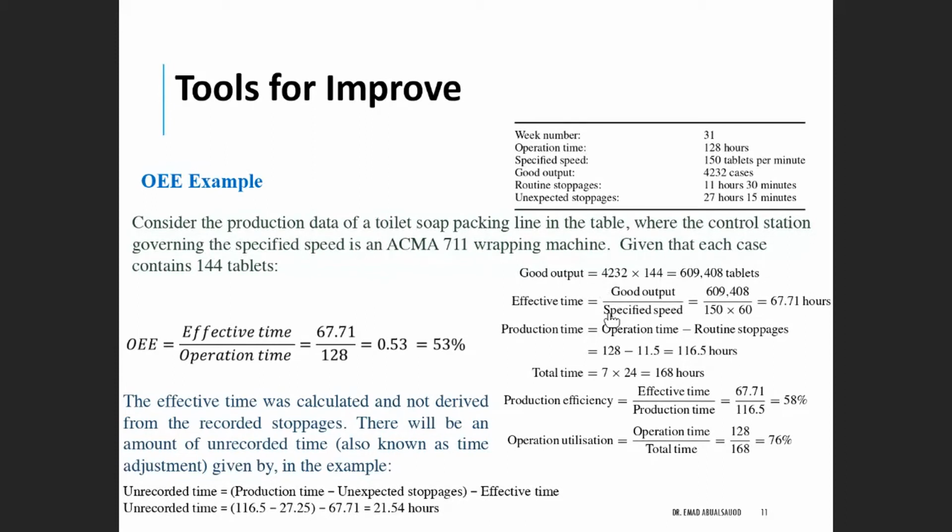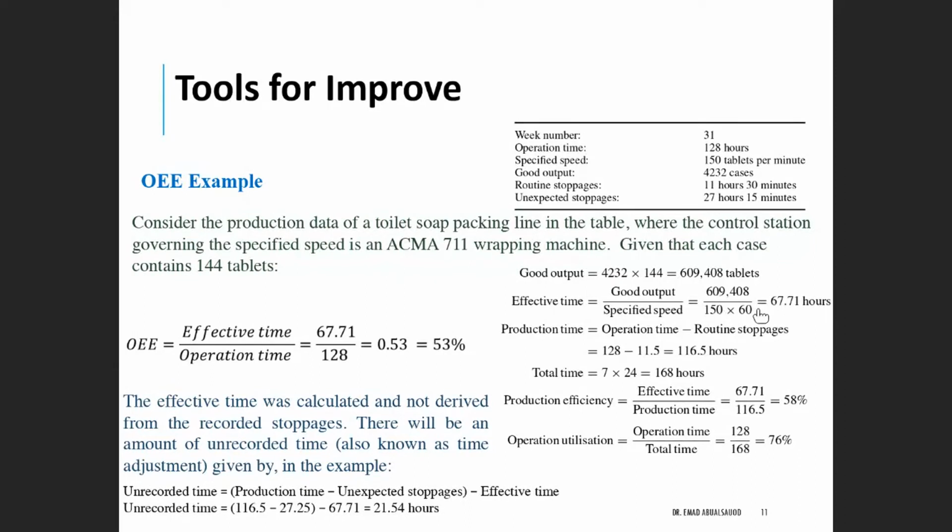The effective time in this case, how do we calculate it? We divide the good output by the specified speed. Pay attention that the specified speed we have was per minute. As we said, we have to multiply it by 60 to get the number of tablets per hour. That's why we have in the denominator 150 times 60. So you divide the total good output over the speed to get the effective time.